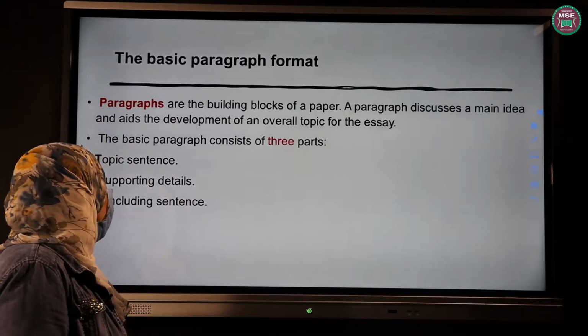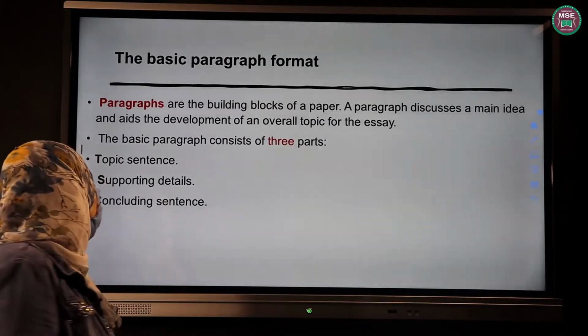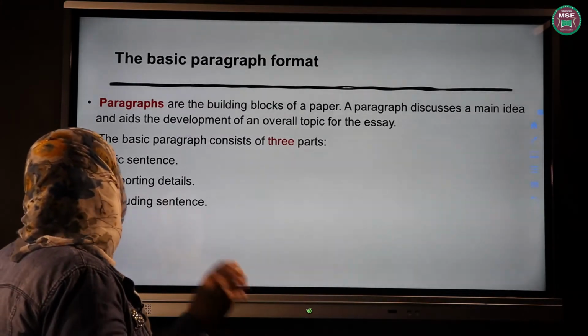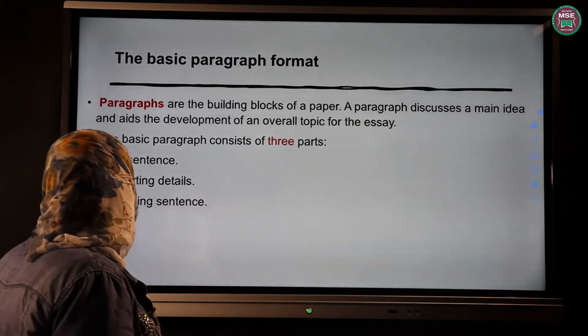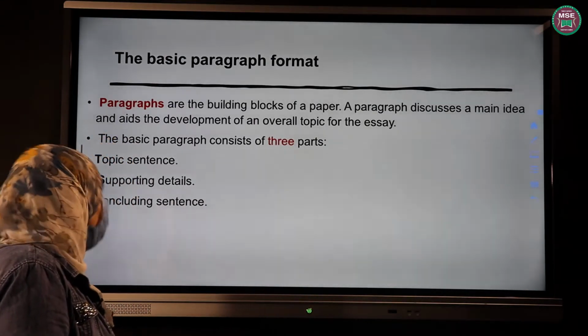The basic paragraph consists of 3 parts. Any paragraph consists of 3 parts. First of all, topic sentence. Second, supporting details. And finally, concluding sentence.